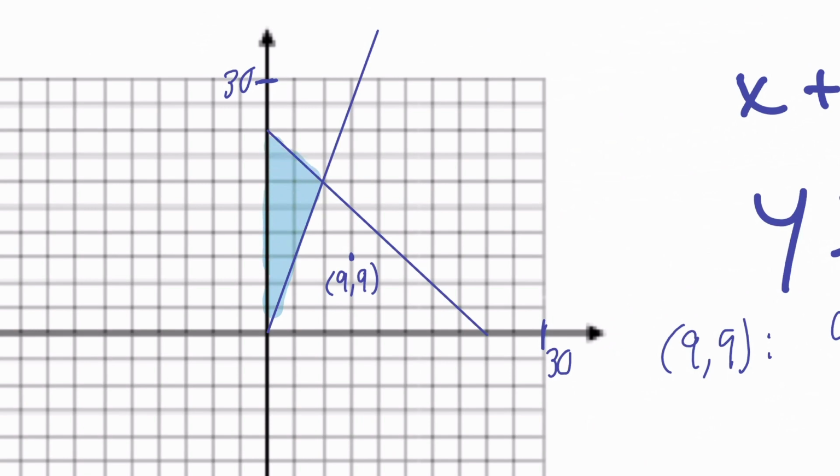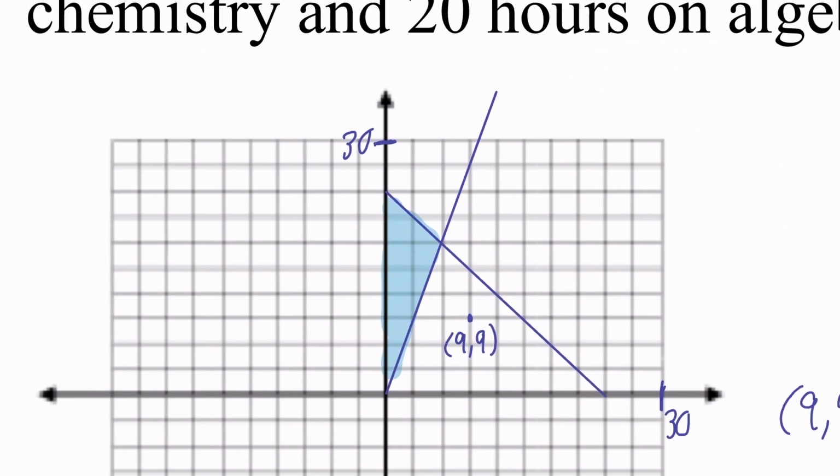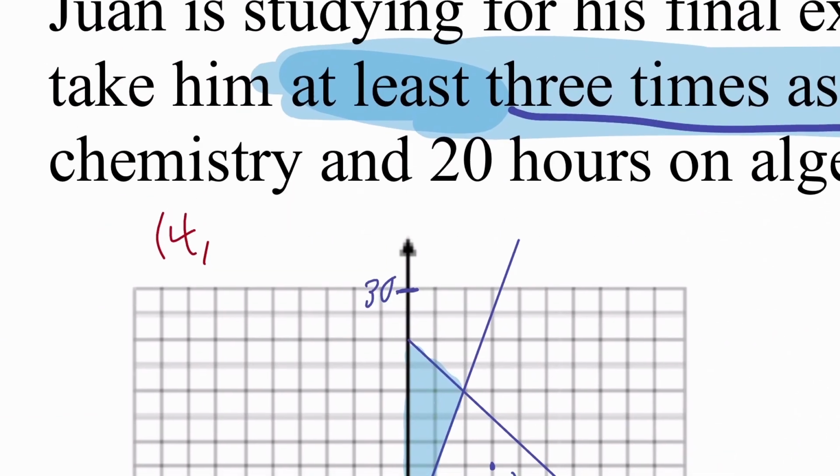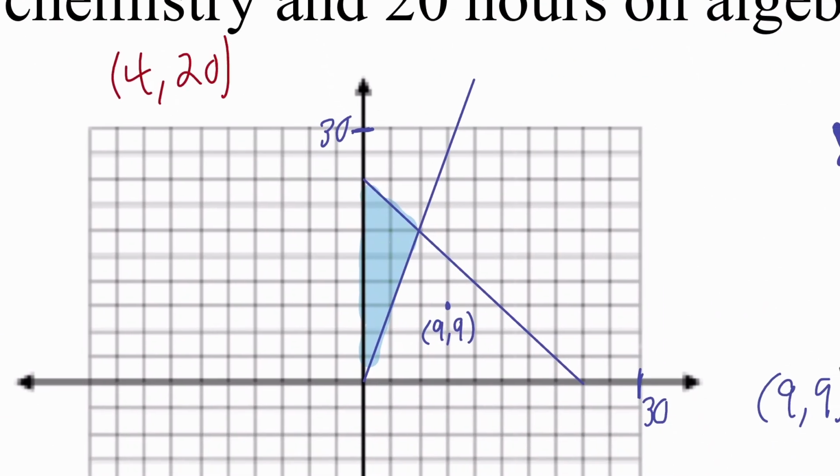So like I said, we were looking at the ordered pair 4 and 20, right? 4 for chemistry and 20 for algebra, and it turns out that it is right on that line there, right? So that does work. It's on the edge there, okay?